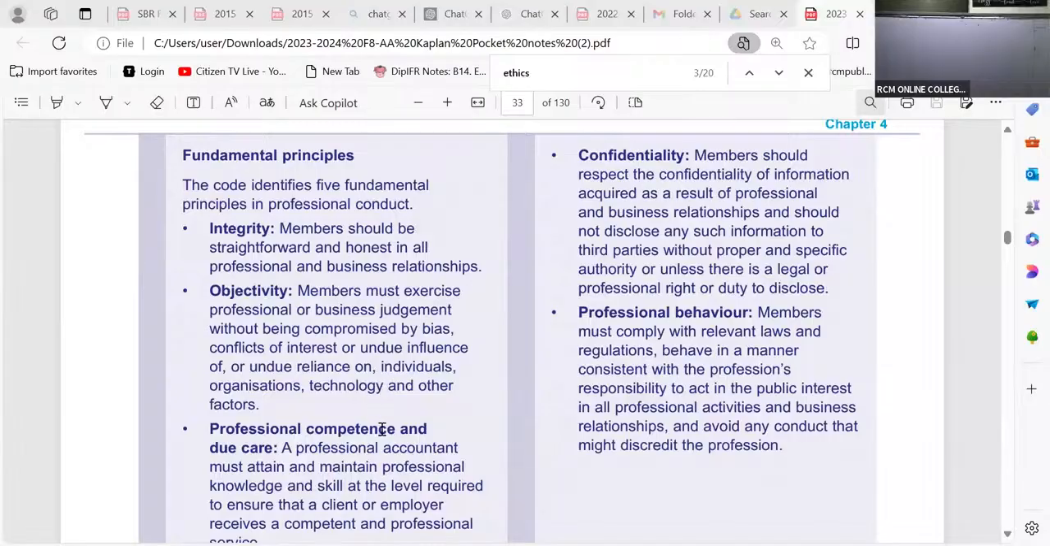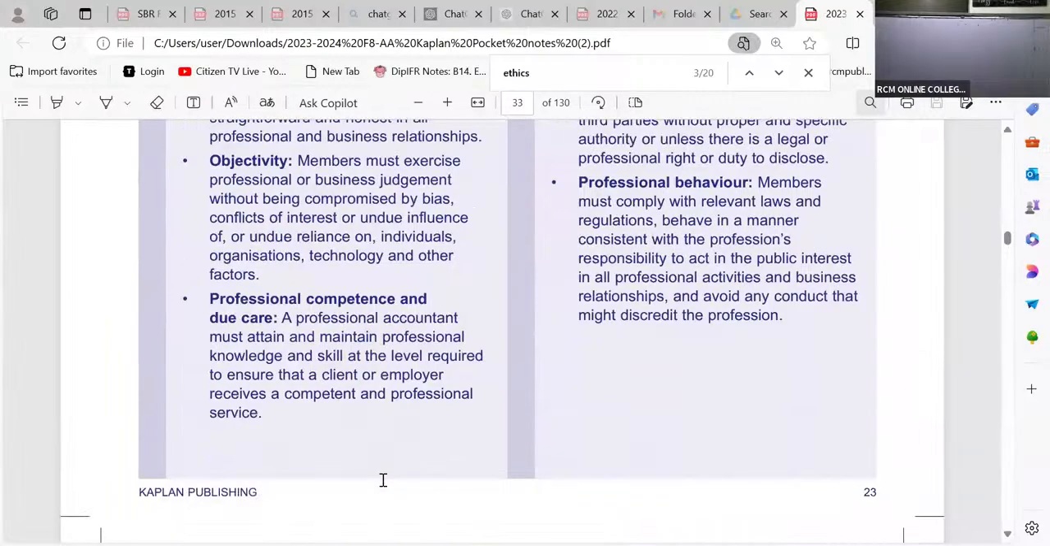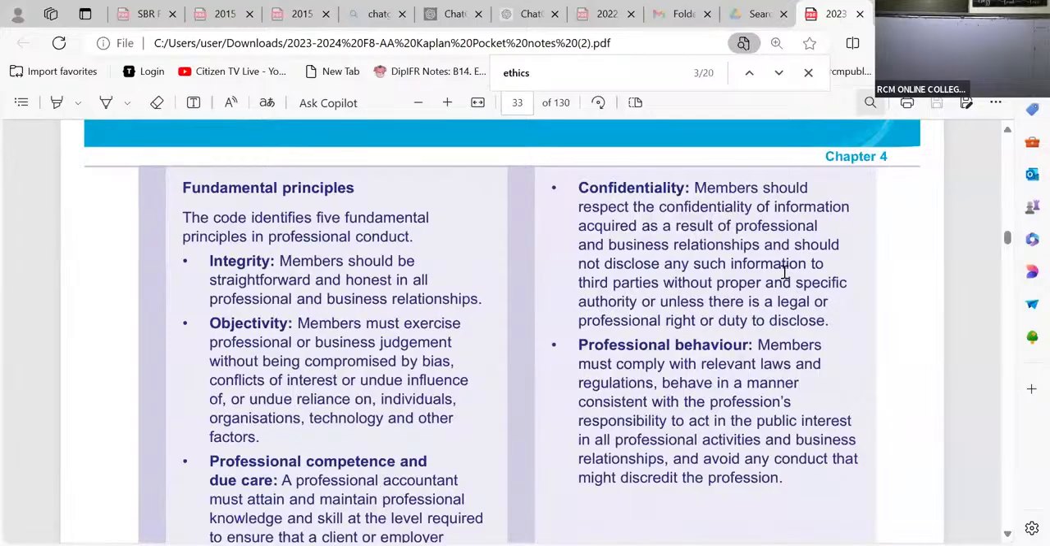So then we have professional competence and due care. A professional accountant must attain and maintain professional knowledge and skill at the level required to ensure that a client or employer receives a competent professional service. Then confidentiality: members should respect the confidentiality of information acquired as a result of professional and business relationships, and they should not disclose any such information to a third party without proper and specific authority, or unless there is a legal or professional right or duty to disclose. If it's a court order, then you have to give information.